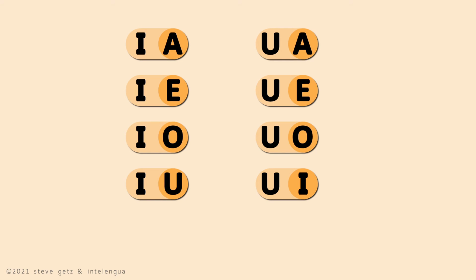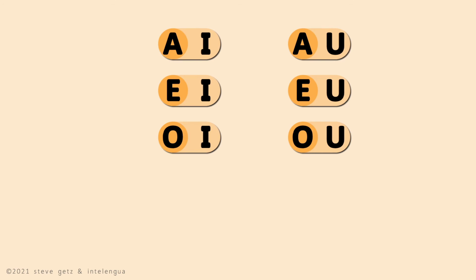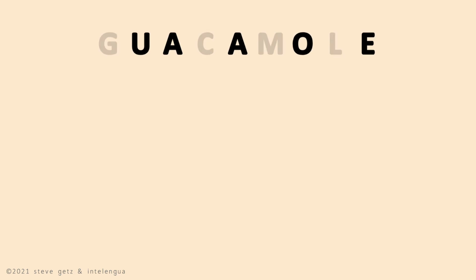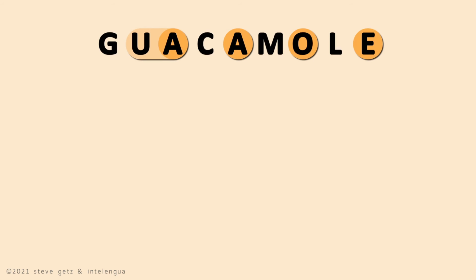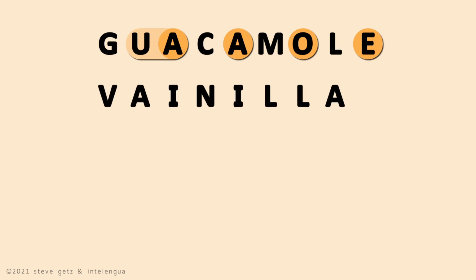We already said that to count the beats in a word, just count the vowels. But watch out for diphthongs when 2 vowels make 1 beat. This word has 5 vowels, but only 4 beats. The U fades in to the A. It's an ascending diphthong, wa. This word has 4 vowels, but only 3 beats. The I fades out from the A. It's a descending diphthong, ai.